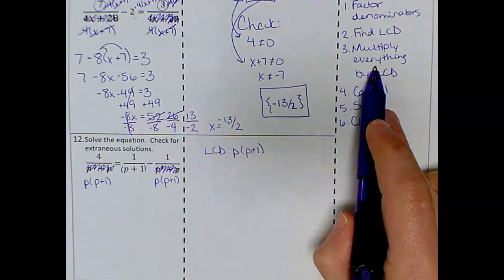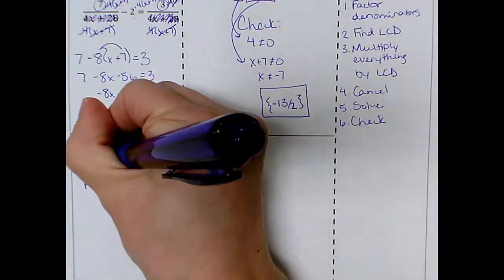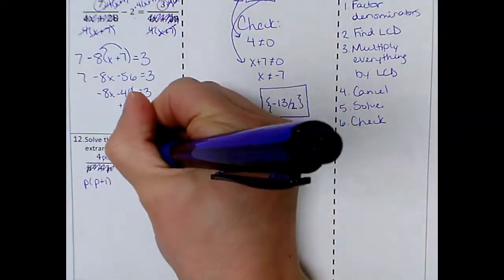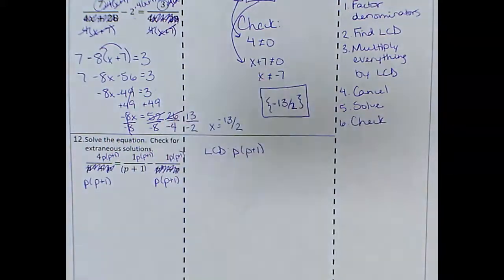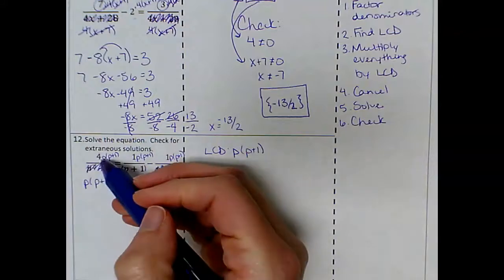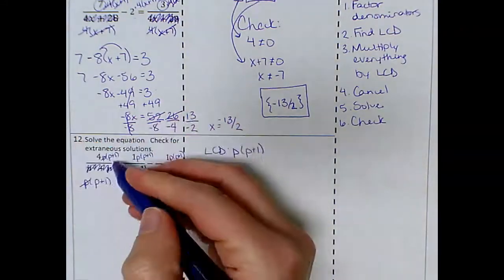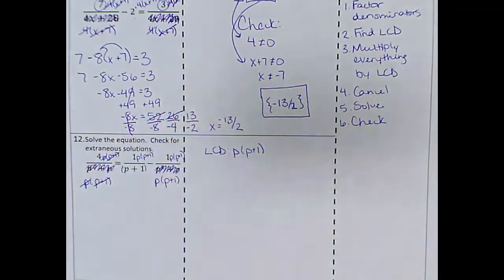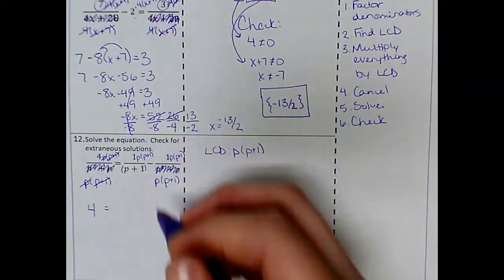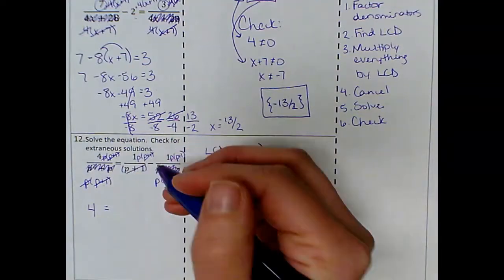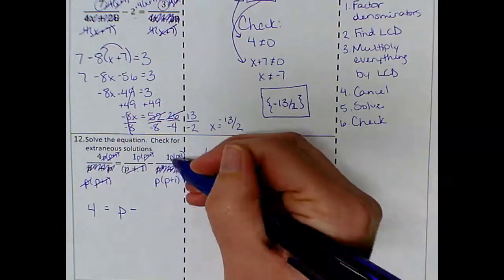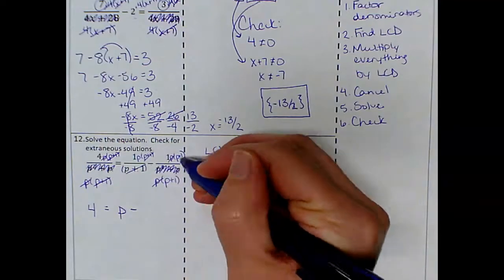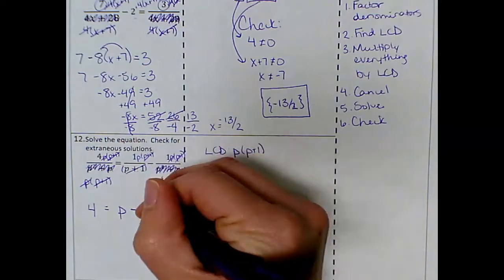So I'm going to multiply everything by p and p plus 1. And I'm going to start canceling. P's on top and bottom will cancel. P plus 1's on top and bottom will cancel. A 4 remains, equals. P plus 1 cancels on top and bottom, so I'm left with 1p, minus. P's on top and bottom cancel, and p plus 1's on top and bottom cancel, leaving minus 1.